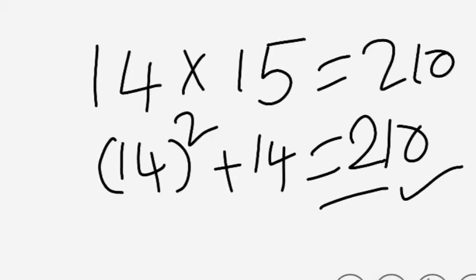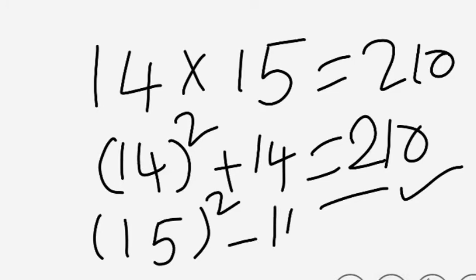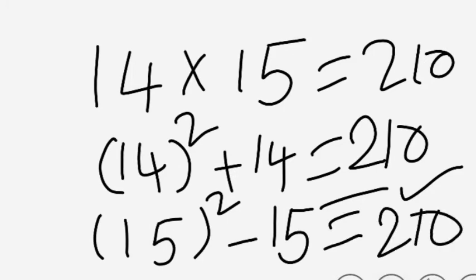If you want to take the big number, just take the big number 15, square it, and subtract the big number. So the result is also the same, 210. So 15 square is 225, minus 15, it is also the same result, 210.